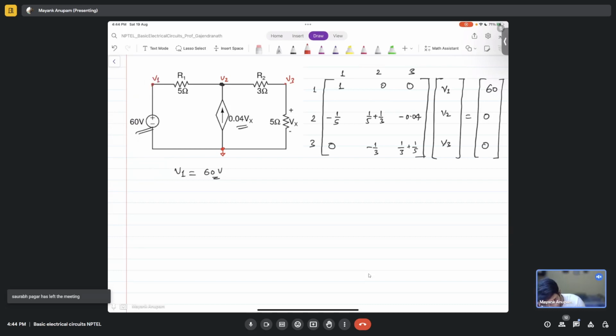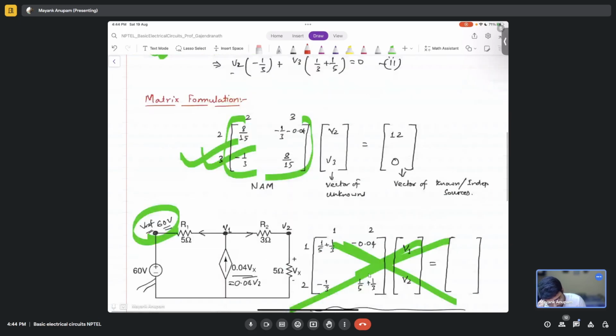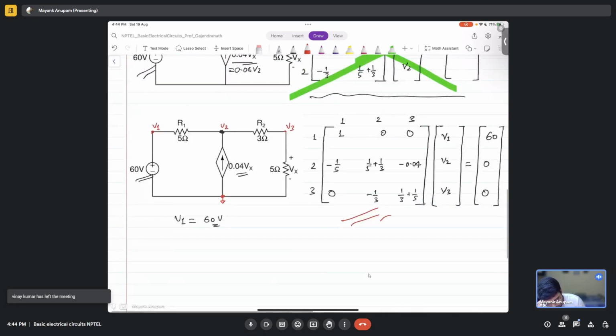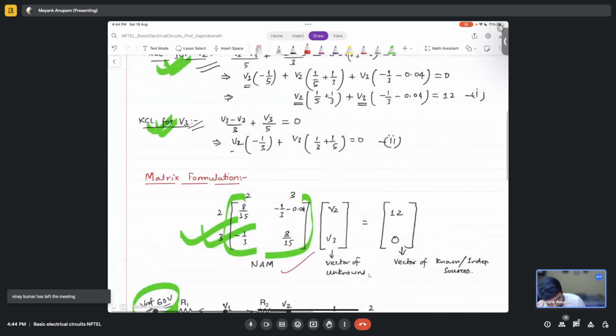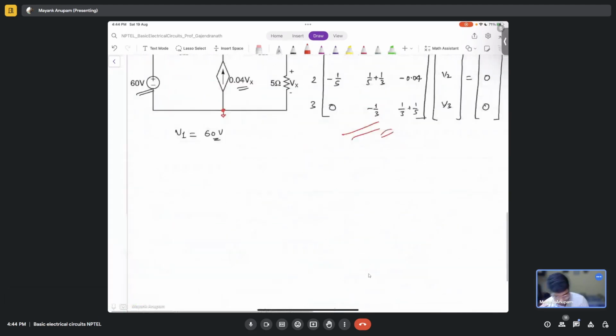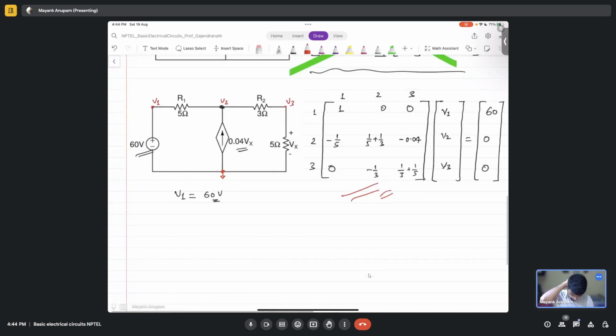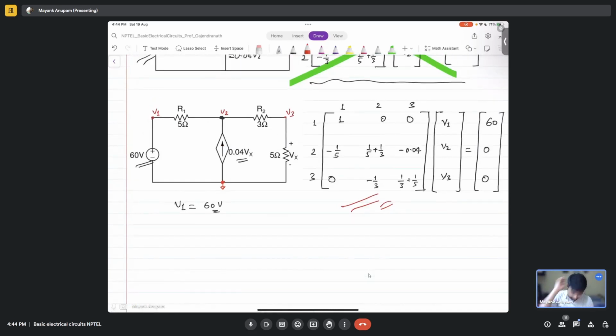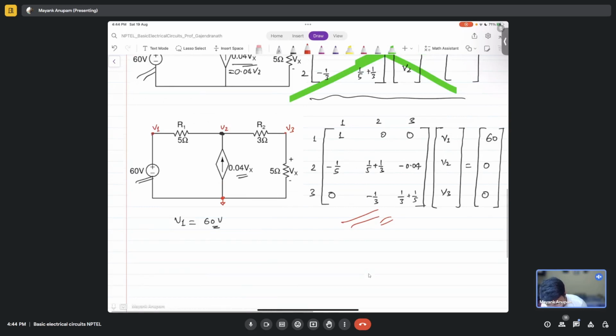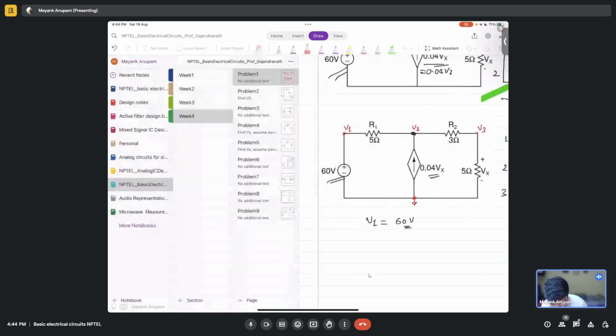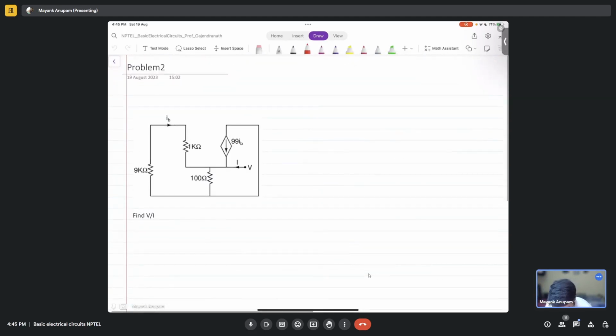So if you do this, when you solve this, you'll get the same result as by solving this equation. Fine. So you'll all have to practice matrix formulation. That's important. Anyway, so let's now solve another one.